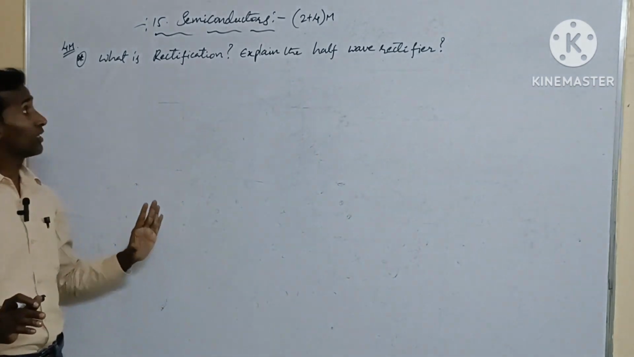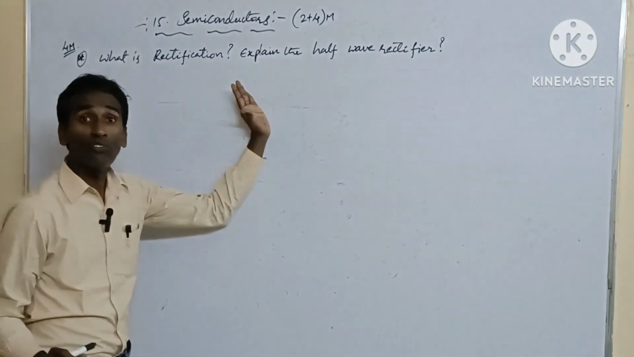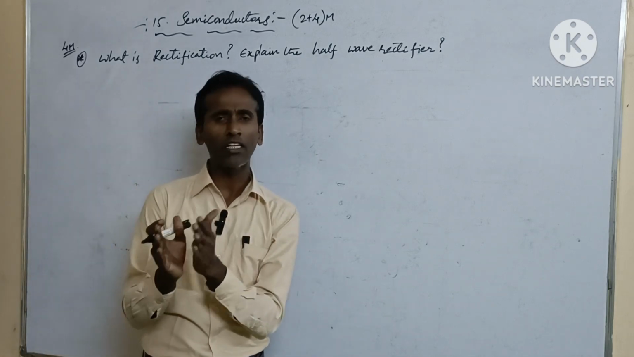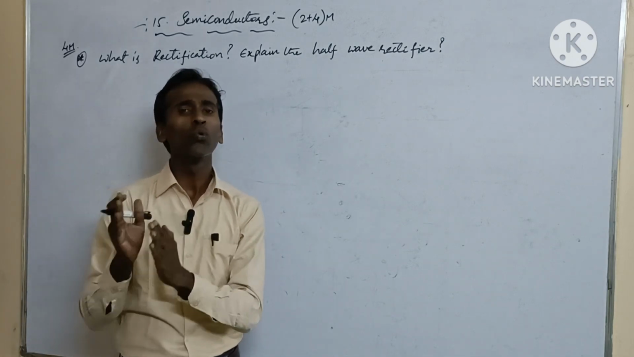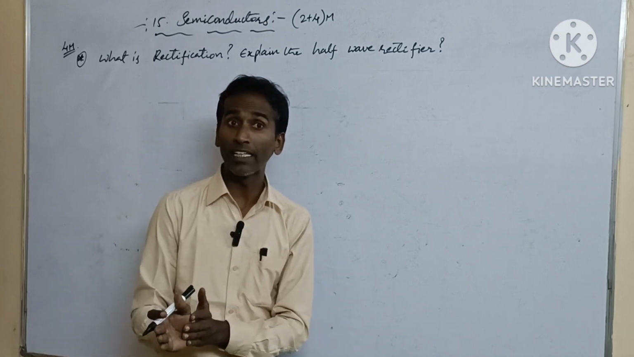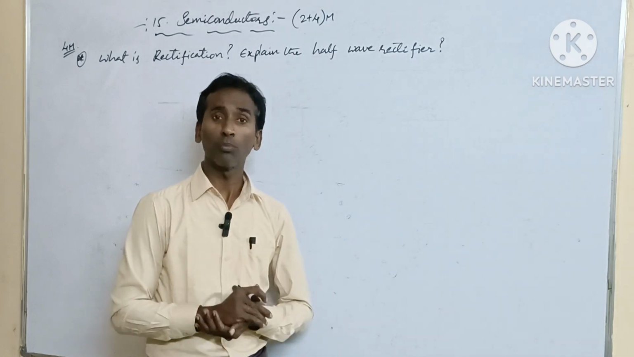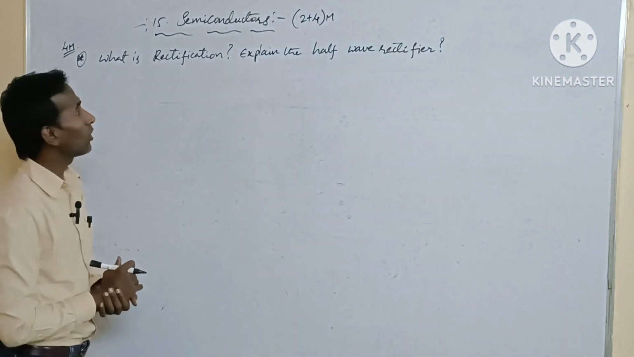In the 4-mark questions, it can be considered: half wave rectifier, full wave rectifier, logic gate, solar cell, and light emitting diode. These are the most important 4-mark questions.